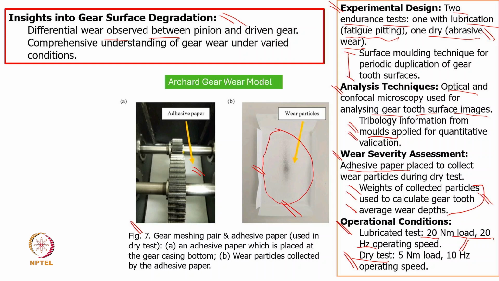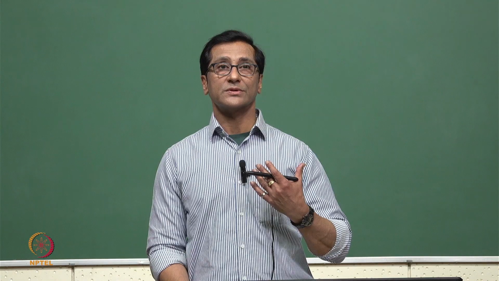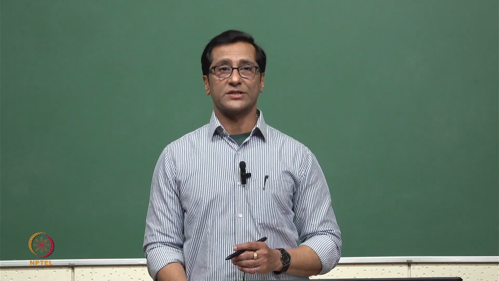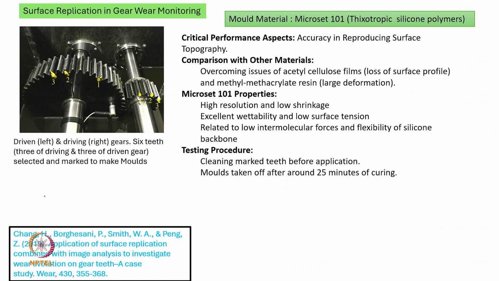And then another one, they use a mold. You can see here that the mold has been capped on a gear surface. Surface pitting features can be duplicated on the mold itself. So this also will be explained in the next slide. Mold, you can see here they selected a few gear teeth and a few pinion teeth, 1 2 3 here, and here 1 2 3. Now they applied this mold using the Microset 101 material.